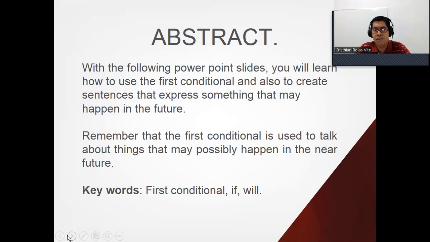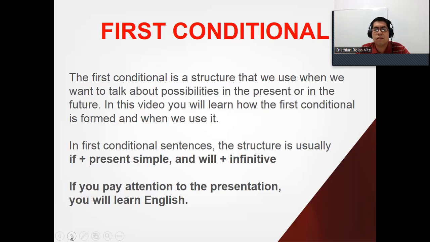Just notice that the first conditional is used to talk about things that may possibly happen in the near future. So remember that in this structure, we're going to use the auxiliary will to create the future, and the if clause. Everything is related to creating new sentences using a very specific English structure that would allow you to create new phrases expressing these ideas. So let's jump into the first example.